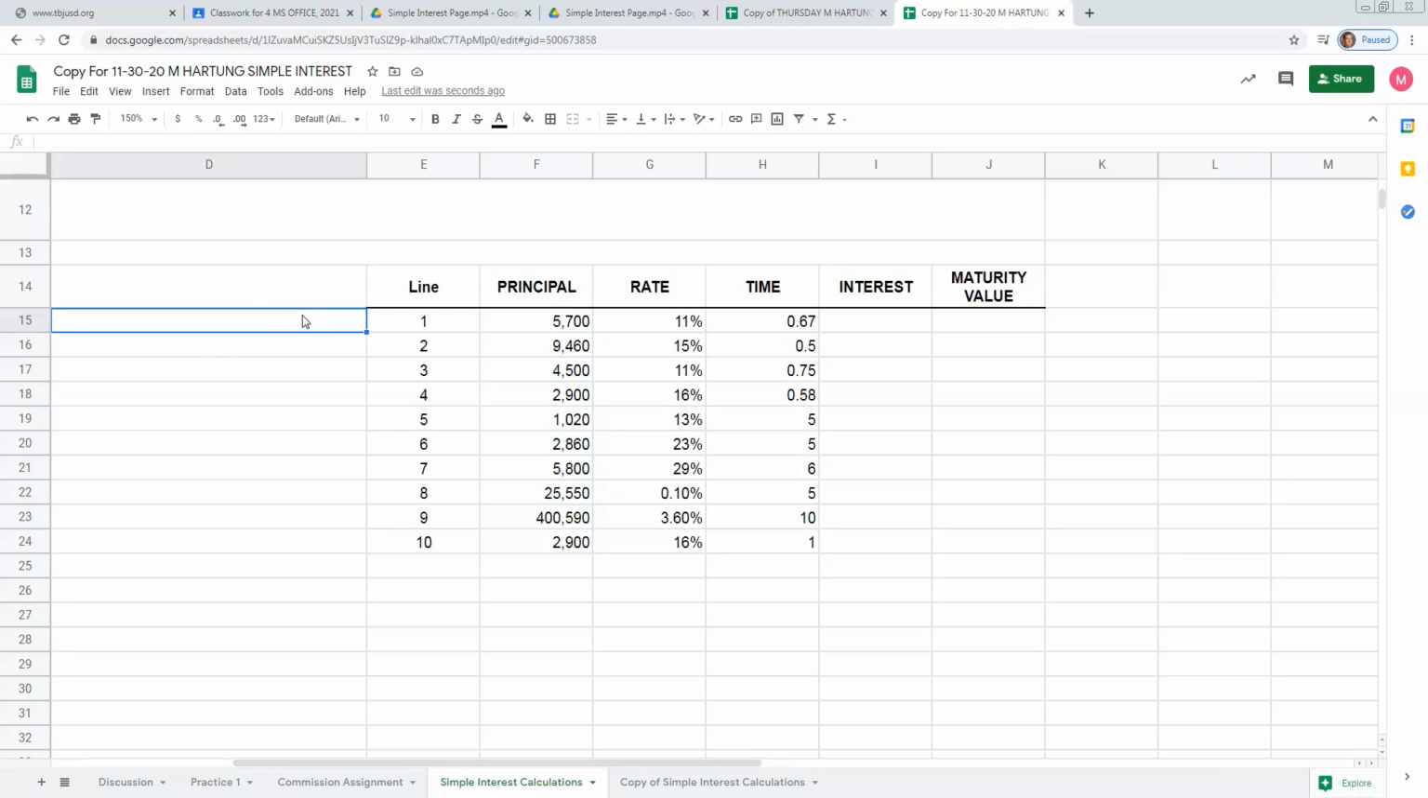And once you have that completed, go ahead and click Mark as Done, or if you're in class, click Mark as Done, and I can come by and take a look at it. And that will conclude video 2 here, setting up our Simple Interest page within our Simple Interest Google Sheet.